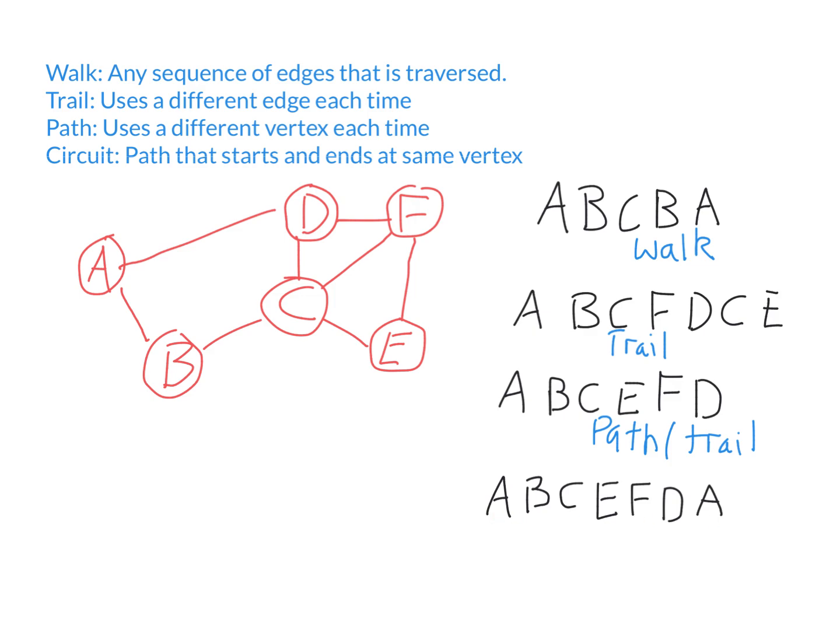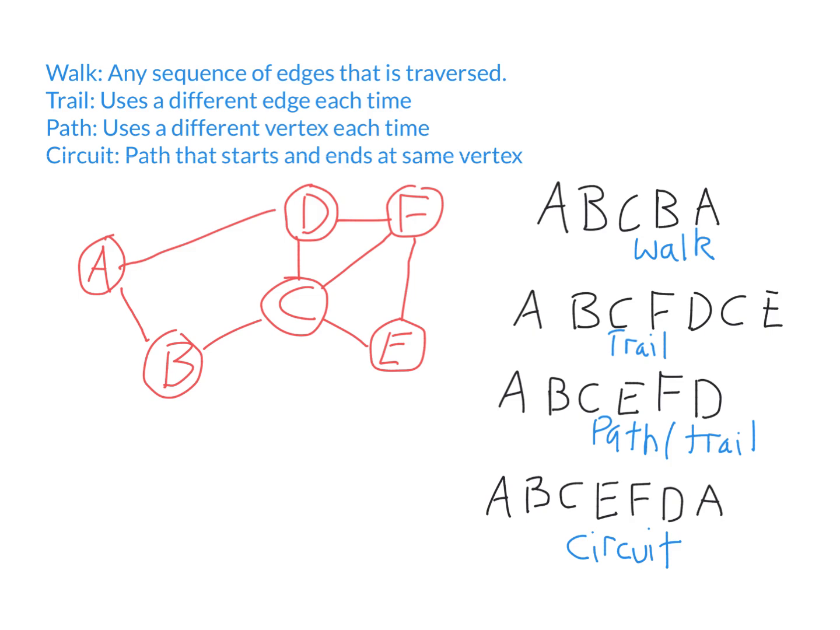So for this last one, that's the same path except we go back to A. So A, B, C, E, F, D, A. So it's just like a path because we didn't visit any other vertex more than once. And it's a trail because we didn't go along any edge more than once. So when we have a circuit, it's okay if you visit one vertex at the start and the end. That's okay. It still qualifies for a circuit.